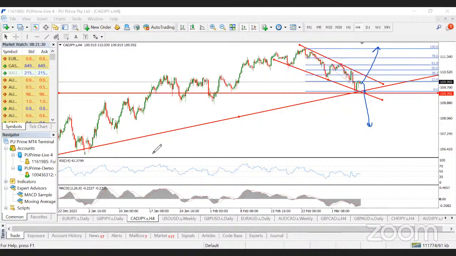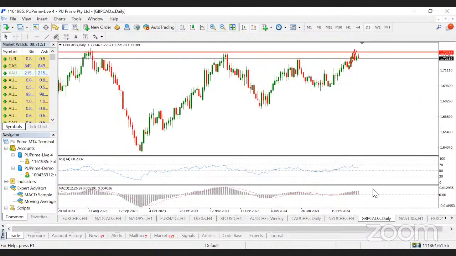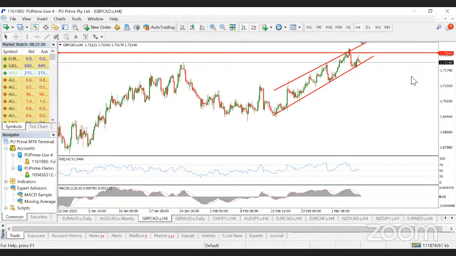But technically for now, I'm bullish on the CAD JPY pending the outcome of the news by 2:30 p.m. And the other instrument, which is just the opposite of this, is GBP CAD. All right. So this is GBP CAD.